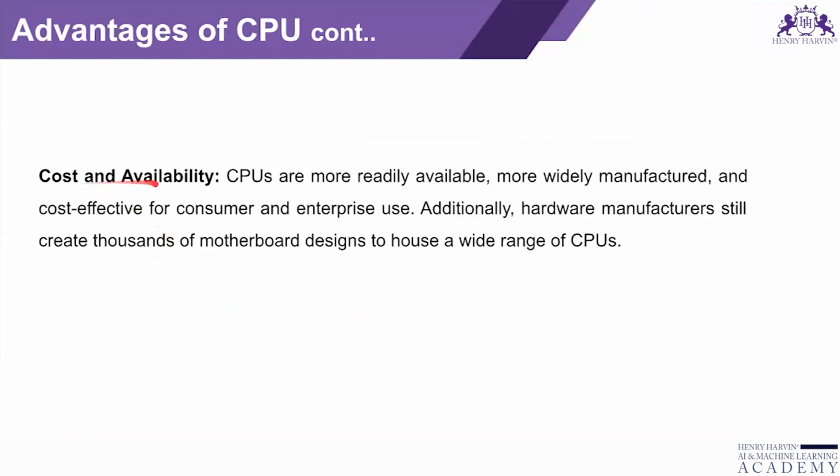So in the comparison of cost and availability, the CPU is more readily available, less costly than the GPU, more widely manufactured and cost effective for consumer and enterprise. Hardware manufacturers are still creating thousands of motherboards designed to house a wide range of CPUs. You can understand i3 to i9 is out, and currently the 13th to 14th generation is running. Okay, so they are just upgrading the processors.